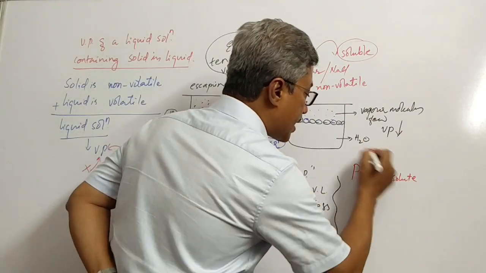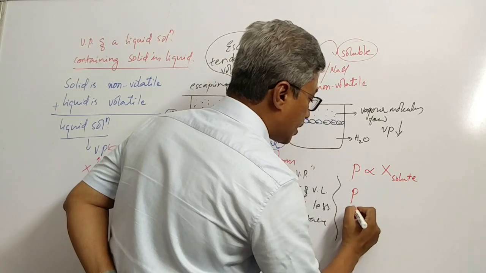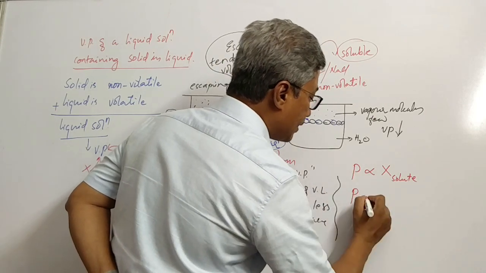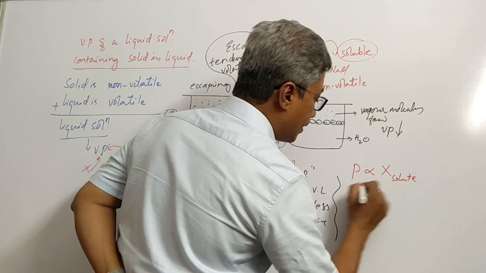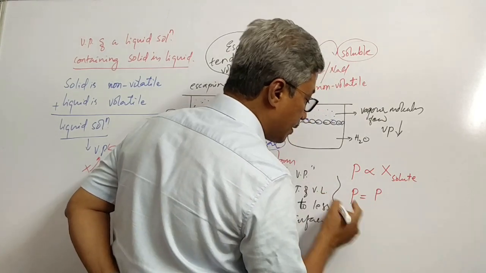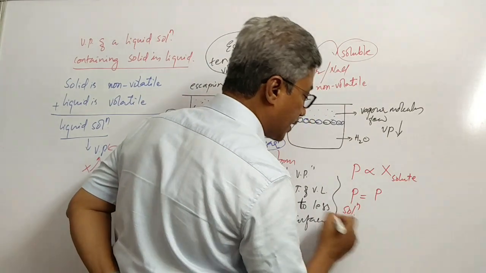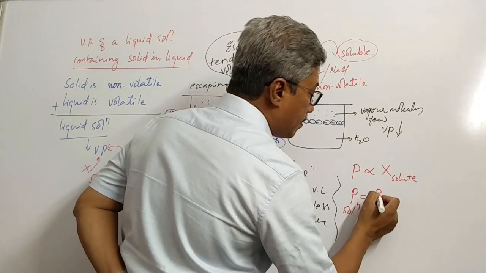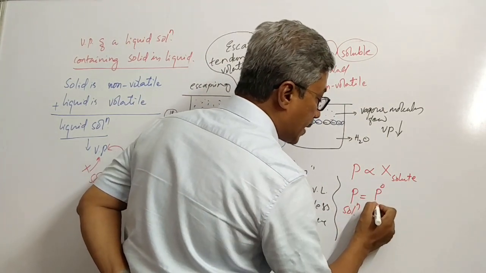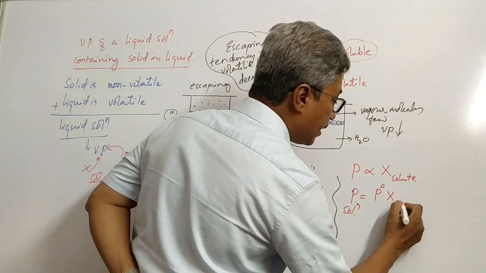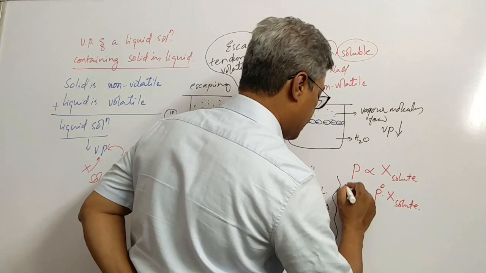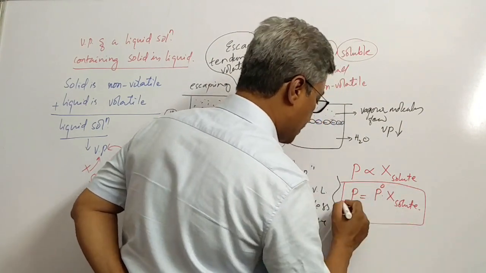Now this proportionality sign can be replaced by an equals sign: the pressure of the volatile liquid in the solution, or the solution's pressure, is equal to the pressure of the volatile liquid when it is present in pure form, into the mole fraction of the non-volatile solute added to it. Is that clear, students?